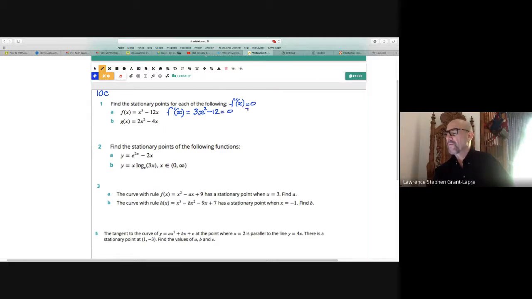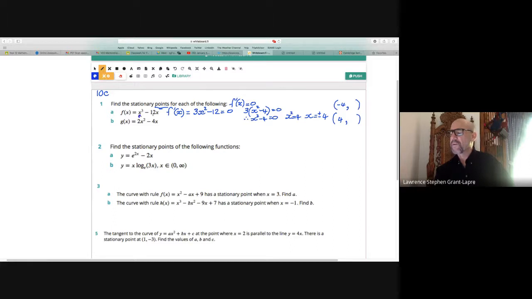So if I factorize 3 out, I've got x squared minus 4 equals 0. Therefore, x squared equals 4. X equals plus and minus 2. Now we want the stationary points, so we know that x is negative 2 and x is positive 2. You have to substitute these into your equation here.